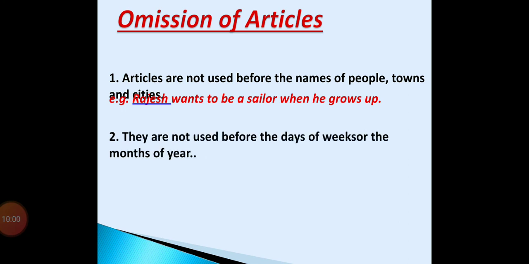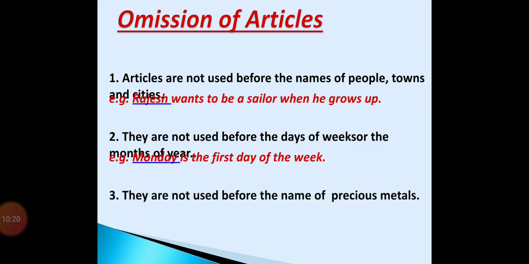Second, articles are not used before the days of the week or the months of the year. Whenever we are going to show the days of the week or the months of the year, we need not use any article. For example, Monday is the first day of the week, so we need not say the Monday, a Monday, or an Monday.